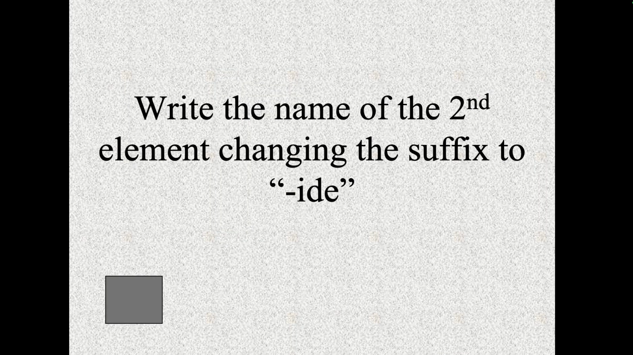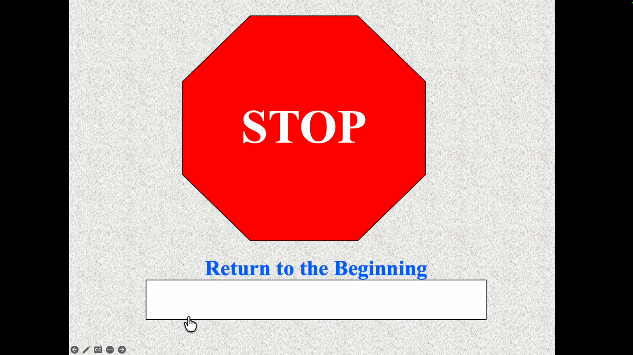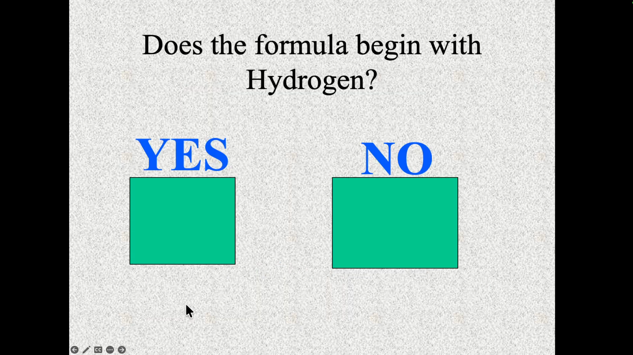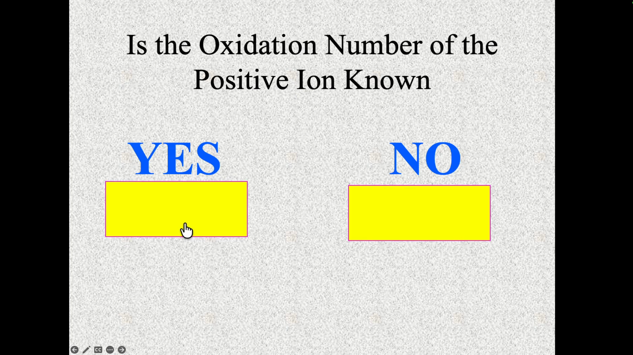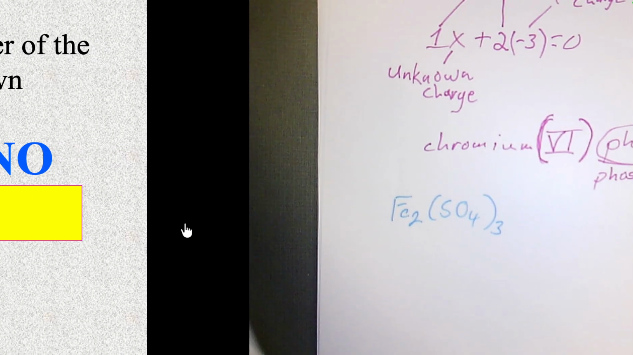All right? Okay, so let's go back to our beginning. Where is my pointer? There it is. Big pointer. All right, return to the beginning. So, Fe2(SO4)3, does it start with hydrogen? No. Why do I keep asking that? Because that's how we're going to start everything. When they're all jumbled together, you won't know where to start. Does that make sense? So that's why I'm going back to that every time. Is the first part a positive ion, a metal? Yeah. Fe is in the middle. Okay, so yes. Do we know the charge of Fe? We do not. Very good.